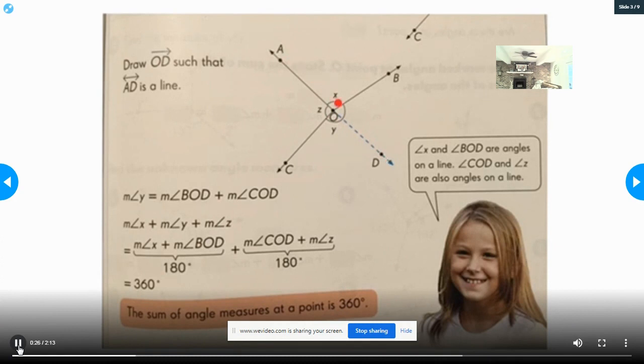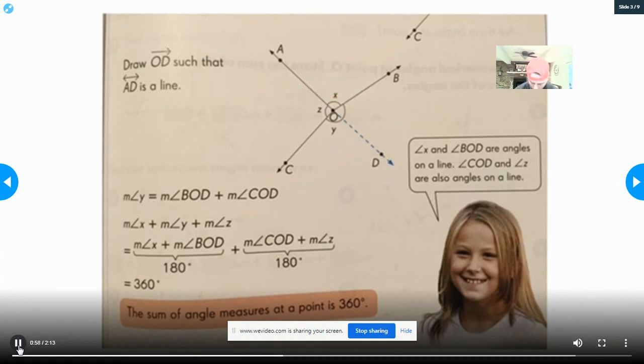So let's talk about this idea down here, that the sum of measures at a point is 360. This can be a little confusing, the way it looks. It looks a little bit busy, so let's just break it down. The measure of angle Z plus the measure of angle X plus the measure of angle BOD, doesn't have a name there, and the measure of angle COD, all together they have to equal 360.